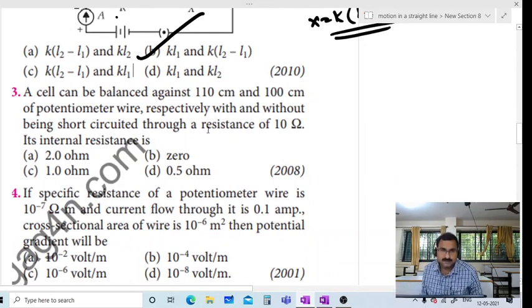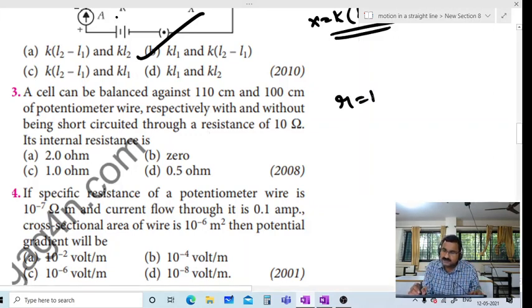Right, next one. A cell can be balanced against 110 cm and 100 cm of potentiometer wire respectively, with and without being short circuited through a resistance of 10 ohm, the internal resistance. Same as the previous one, they gave a big and lengthy question. One time they short circuit it, so that is given as infinity something. Next case some external resistance value they gave. But in a simple manner, that is the question they asked here.